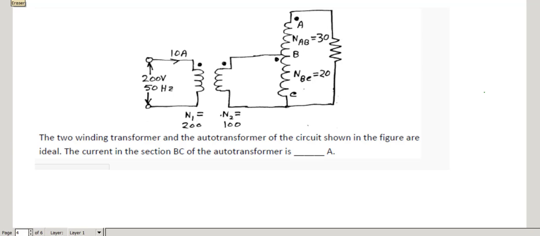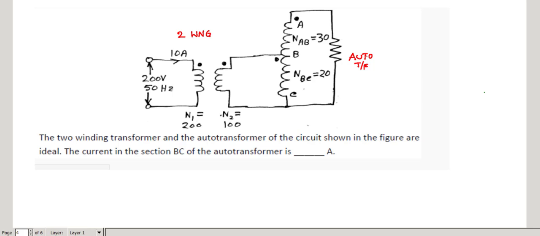So this is the question from electrical machines. The topic is transformer. The question given is a two winding transformer and an auto transformer circuit, shown, and they are ideal transformers. He asks the current in the section BC of the auto transformer. So this is a two winding transformer and this is an auto transformer. They are mixed, and he asked the current in the section BC.